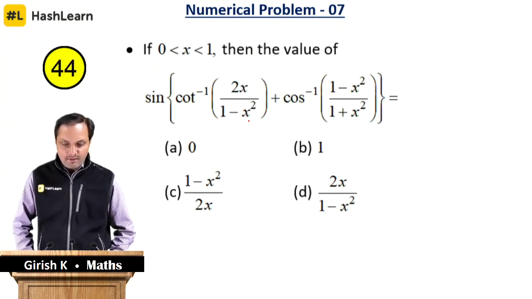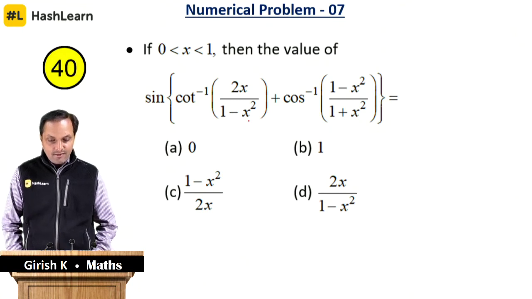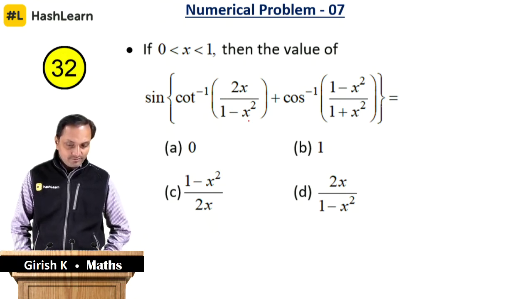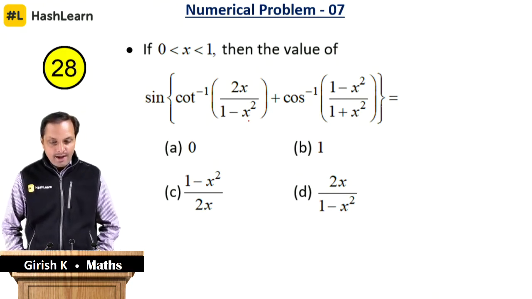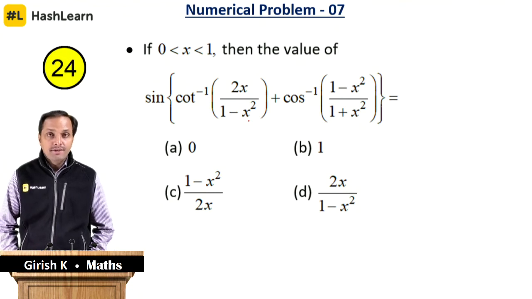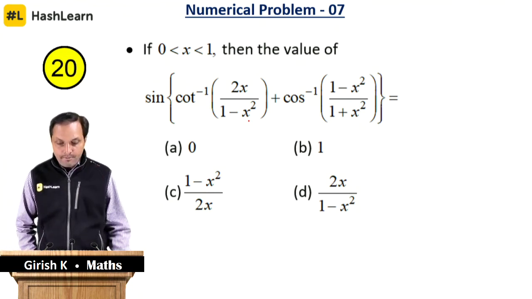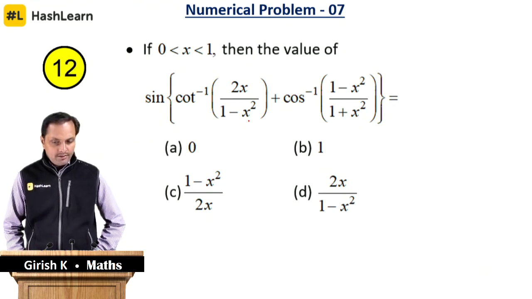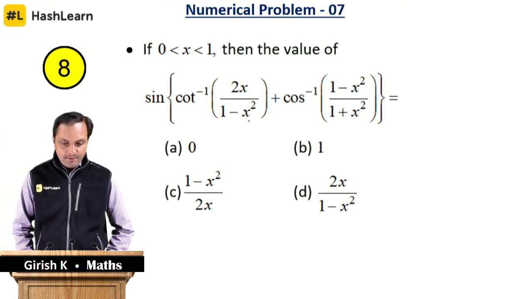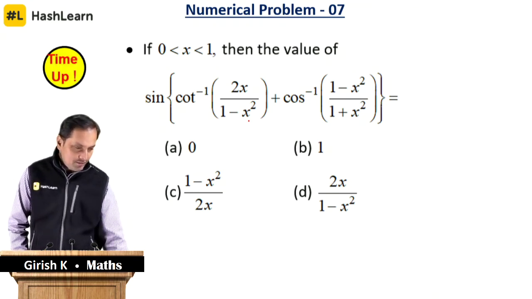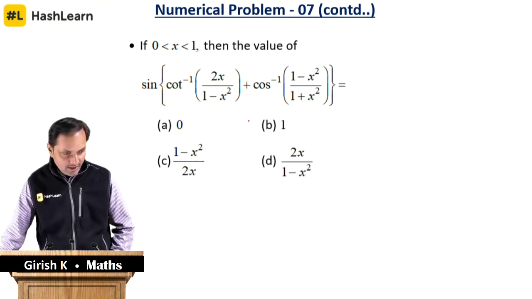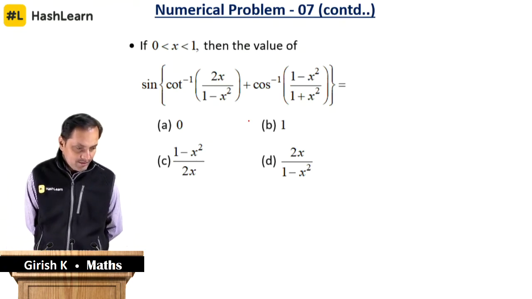Here on the screen you have 45 seconds. Come on. What is the value of the function which is given in the form of sine something? 30 seconds you have. What is the value of sine of cot inverse 2x by 1 minus x square plus cos inverse 1 minus x square by 1 plus x square? Okay, no response from anyone yet. You are left with 5 more seconds. Numerical number 7. Himanshu, Akshat, what is your answer? Yeah, it's time up then. Time up, and let's come to the problem. No response from anyone still.